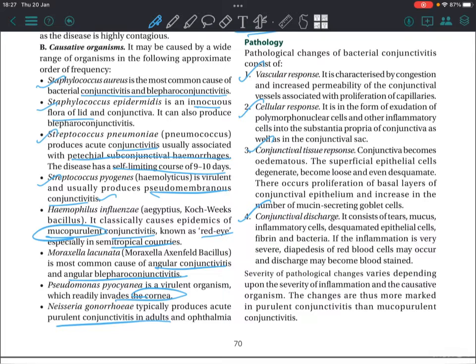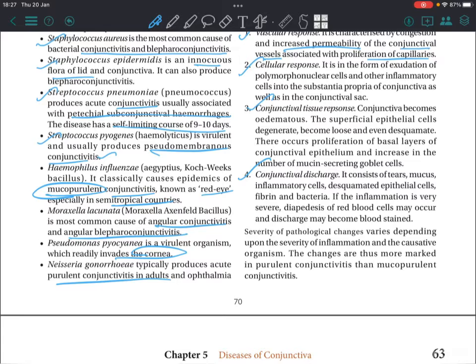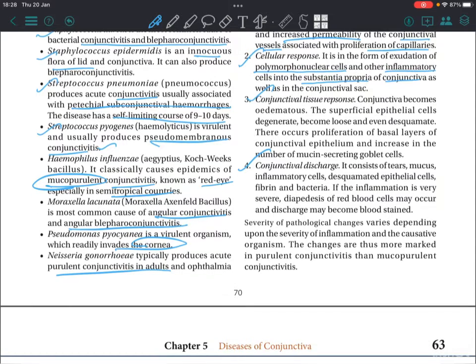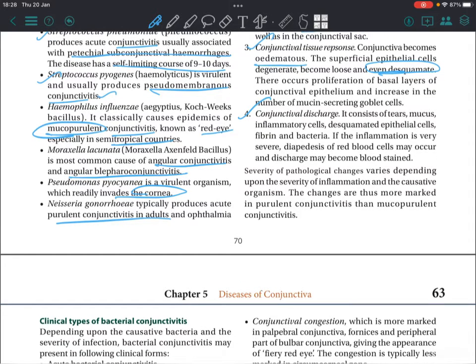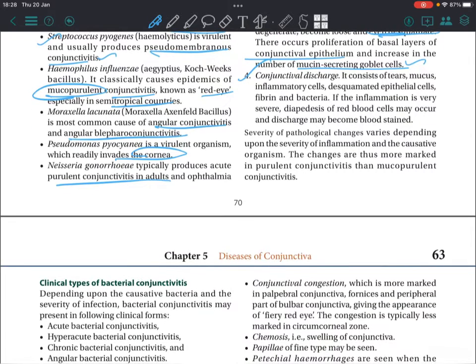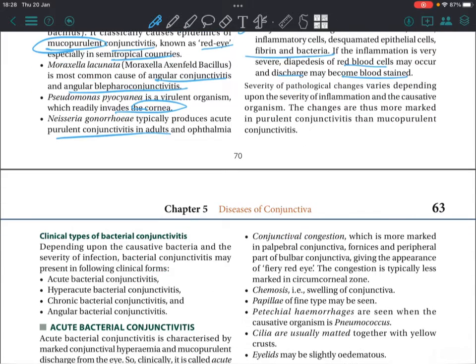Vascular response: it is caused by congestion and increased permeability of conjunctival vessels associated with proliferation of capillaries. Cellular response: it is in the form of exudation of polymorphonuclear cells and other inflammatory cells into the substantia propria of conjunctiva as well as the conjunctival tract. Conjunctival tissue response: conjunctiva becomes edematous, the superficial epithelial cells degenerate, become loose and even desquamate. There is proliferation of basal layers of conjunctival epithelium and an increase in the number of mucin-secreting goblet cells. Conjunctival discharge: it consists of tears, mucus, inflammatory cells, desquamated epithelial cells, fibrin and bacteria. If the inflammation is very severe, diapedesis of red blood cells may occur and the discharge may become blood stained.